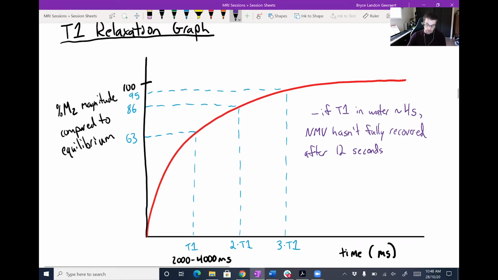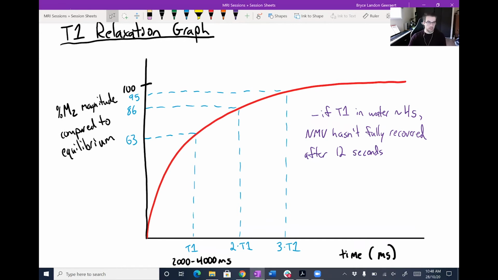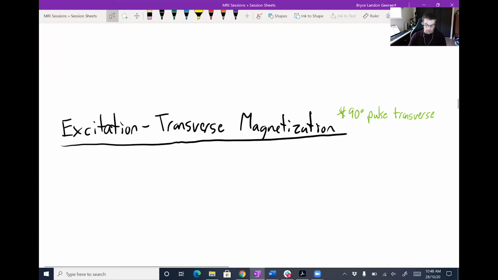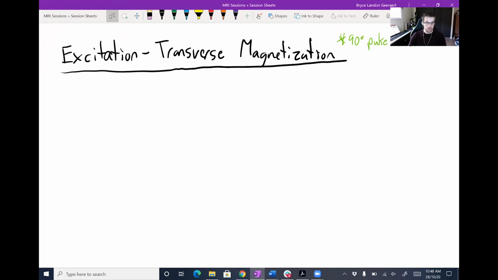So hopefully this gives you a better appreciation of what's going on with this T1 curve. It can take quite a while for longitudinal magnetization to regrow, as I just mentioned here. We've got that exponential growth pattern as well. Okay, happy to stop for questions, but otherwise we're going to move into the transverse component of our NMV. And after this, we'll probably have a break. Then we'll dive into gradients and then we'll be done.